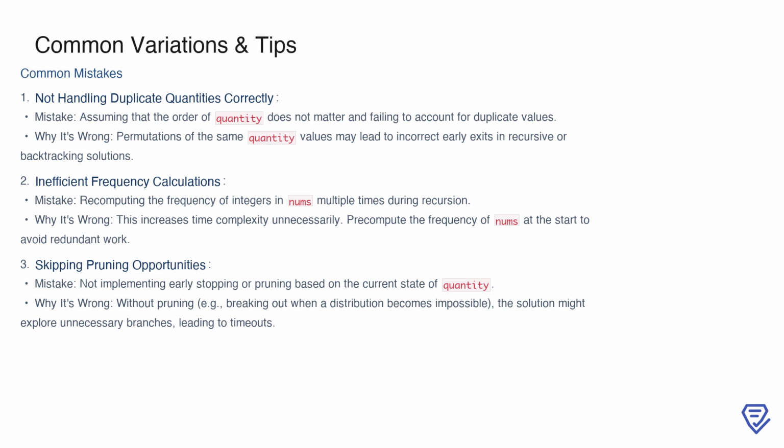Lastly, skipping pruning opportunities can lead to significant inefficiencies. Pruning is critical in backtracking algorithms, as it allows the solution to stop exploring branches that are guaranteed to fail. Without this, the algorithm might waste time on unnecessary computations, increasing the risk of a timeout error.